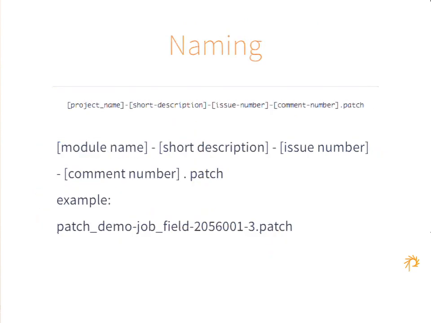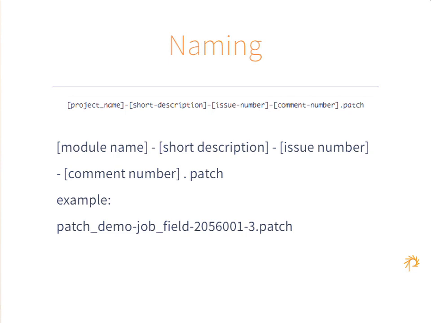So now you have the numbers. You can rename the patch. In our example here, the patch file that we are creating is for the patch demo module. We are adding a job field to the database. It is issue queue number 2056001, and there were two comments already on the issue queue node. So our patch will attach to comment number 3, dot patch.